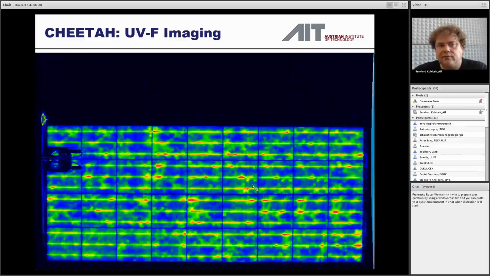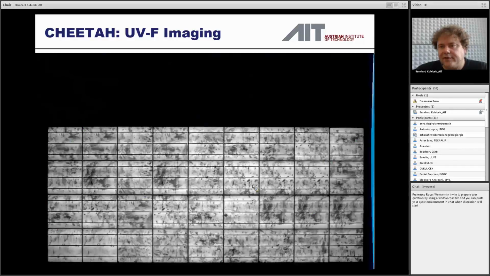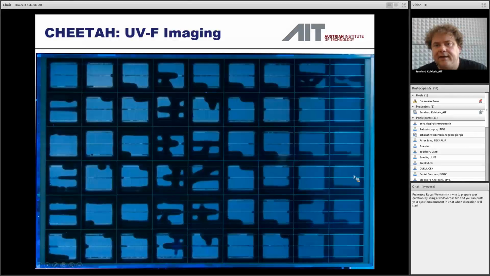So in this module, we have not really visible solder defects, I would say. What you can see is that one bypass diode is short-circuited because 1/3 of the module is missing. Then if you have the EL image, you see that it's a typical module. There are a few cracks in there. And with the UV fluorescence, you will be able to really see the cracks in good detail.